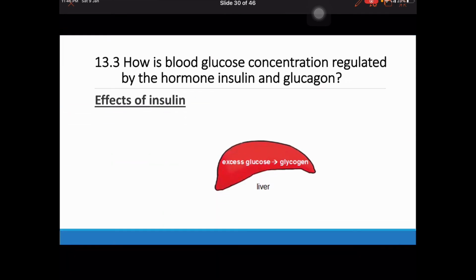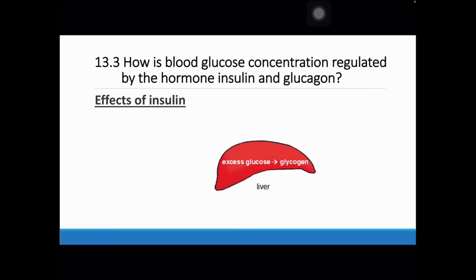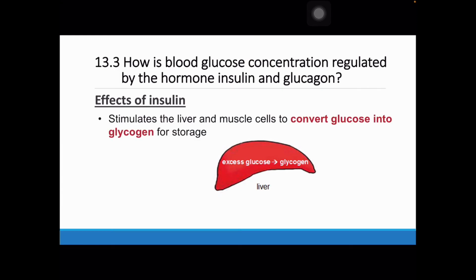Right, as you can see from the video, there's one of the effects of insulin and how it helps to decrease the blood glucose concentration. Now, insulin also affects another target organ, like what I mentioned, which is the liver. Now, what insulin does is that it actually stimulates the liver and muscle cells to convert glucose into glycogen for storage. Now, what this means is that any form of glucose that was initially in the bloodstream will actually be converted into glycogen for storage inside the liver as well as the muscle cells. As a result, the overall blood glucose concentration decreases.